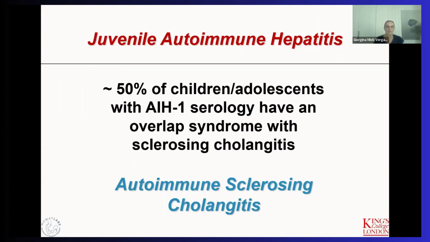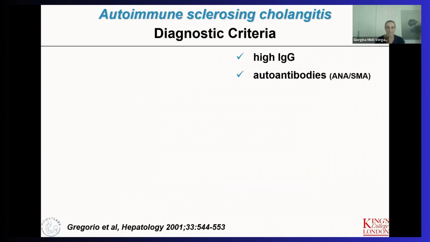Now, a long time ago, we realized that about 50% of children or adolescents who present with a serology of autoimmune hepatitis type 1 and a histology similar to autoimmune hepatitis type 1 have an overlap syndrome with sclerosing cholangitis. And we call this condition autoimmune sclerosing cholangitis. So the juvenile form of autoimmune liver disease comprises not only autoimmune hepatitis, but also autoimmune sclerosing cholangitis.